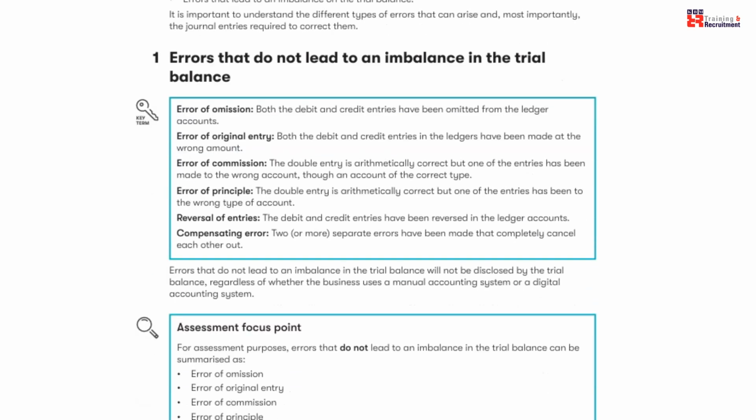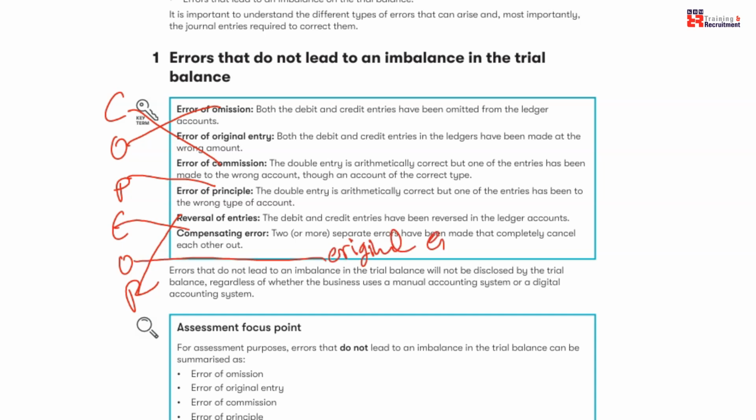So in this video we're going to talk about the COPCOR errors: commission, omission and all. The COPCOR shows this: commission, error of omission, error of principal, error of reversal, error of compensating, and original entry. Let's talk about them one by one.